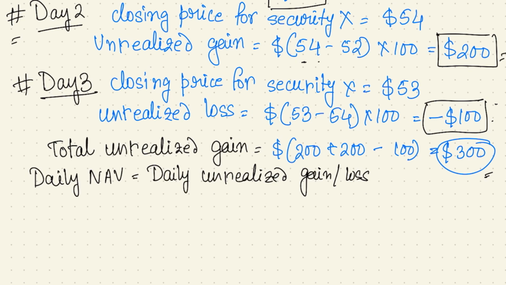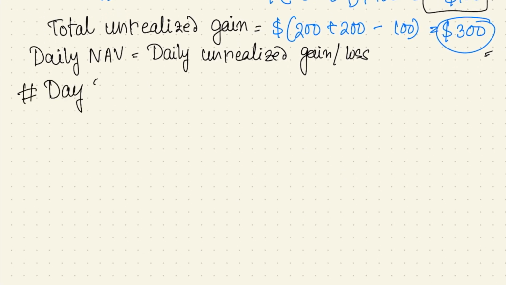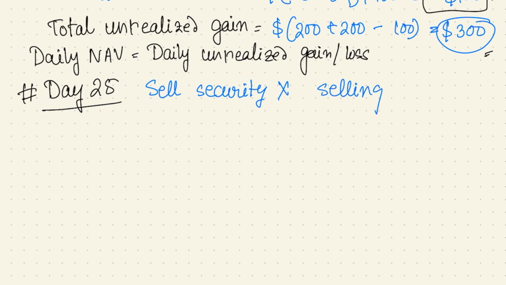What will happen on your realized gain and loss? So let's say on day 25, I have decided, or the IM has decided, that they are going to sell the security X, and the price at which they are selling is $60. So now I will discuss the realized gain. What will be the formula?